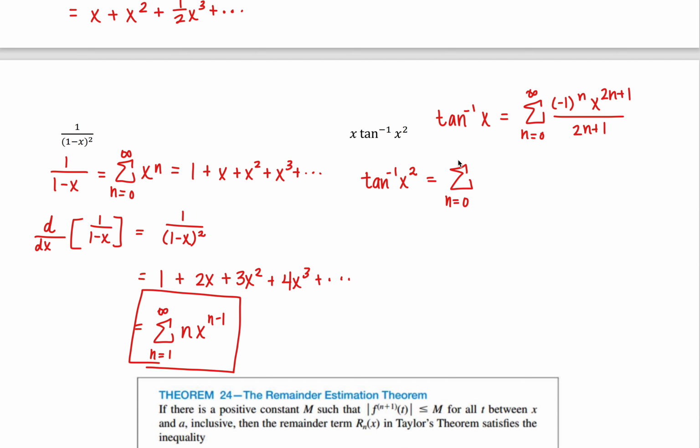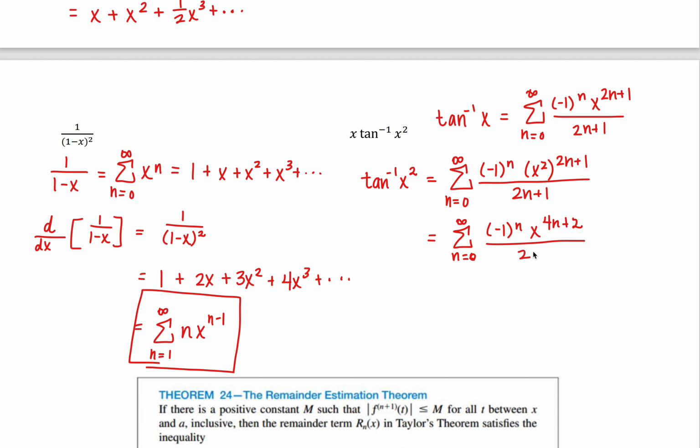We have n is 0 to infinity, negative 1 to the n. We're going to have x squared to the 2n plus 1 power over 2n plus 1. So x squared to the 2n plus 1, you're going to end up having x to the 4n plus 2 power. Oops, sorry, my tablet's not cooperating. Here we go. So we have negative 1 to the n. Again, that's going to be x to the 4n plus 2 power over 2n plus 1.